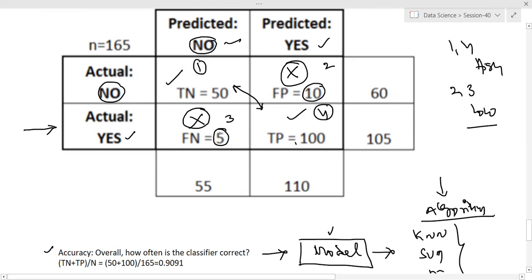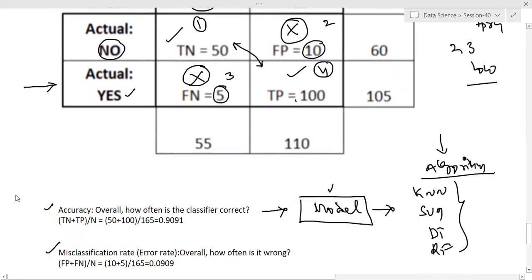Whenever there is a yes, my model is also observing yes. In those particular cases only, I can say my accuracy is high. So what they are saying is, out of the total entries, whatever the number of entries we are having, add true negative and true positive.